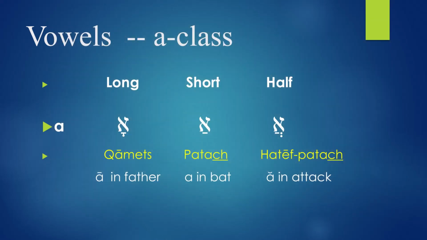So on the first class, we have the A class vowels. The class is going to tell you how the vowels are pronounced, the kind of sound that the vowels are making. So these vowels here are making A sound, and so they're found on the A class vowels. So we have kamets, patach, and hatef patach.